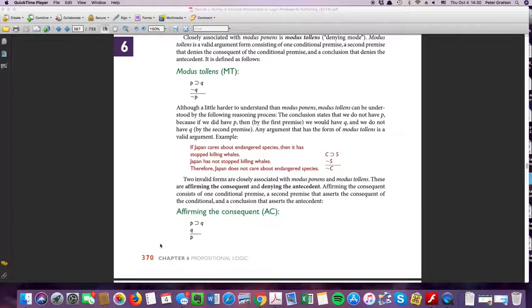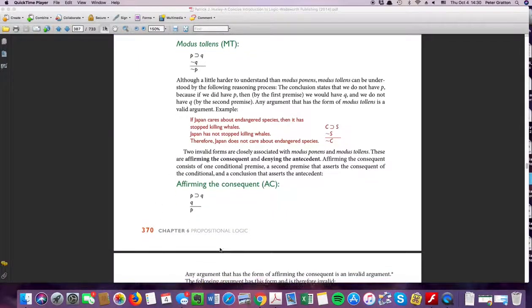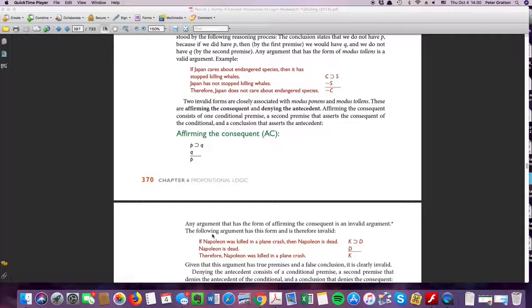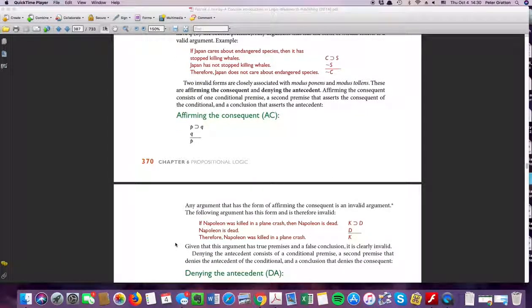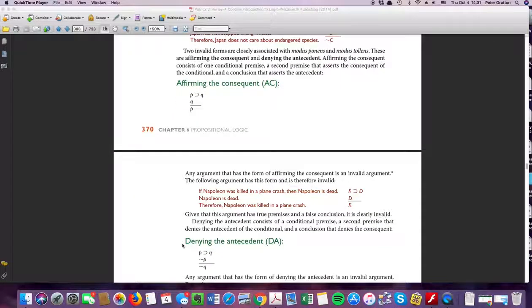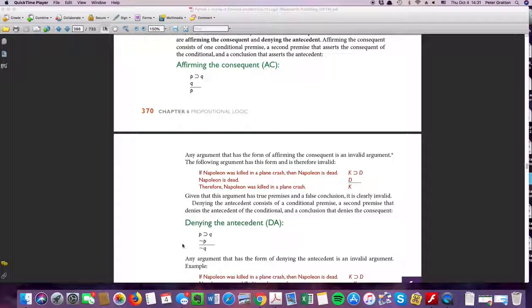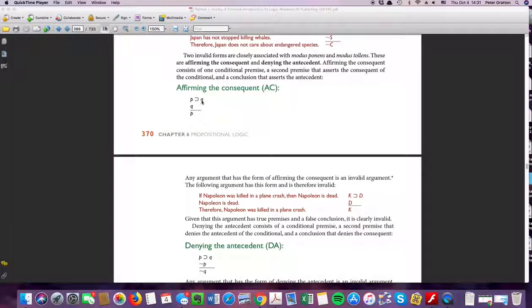Okay? There is this form of what's called affirming the consequent. Any argument in this form is an invalid argument, right? If Napoleon was killed in a car crash, Napoleon is dead. Napoleon is dead, and now you're going to see what is wrong. Therefore, Napoleon was killed in a car crash. No, Napoleon could have died for a number of reasons. Okay? So this form of argument is actually often used, and it's a fallacious form of argument. Okay? We also have what's called denying the antecedent. Okay? So this is affirming the consequent. Remember, the consequent is the second part, so we're affirming the Q.